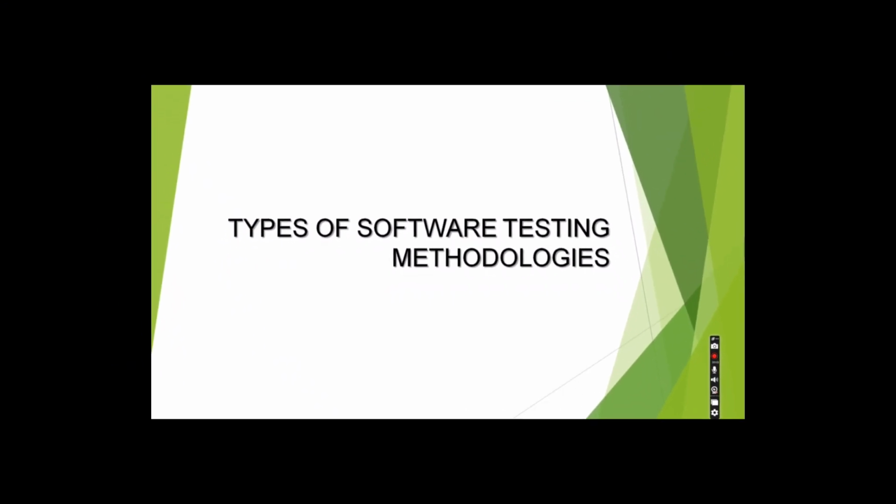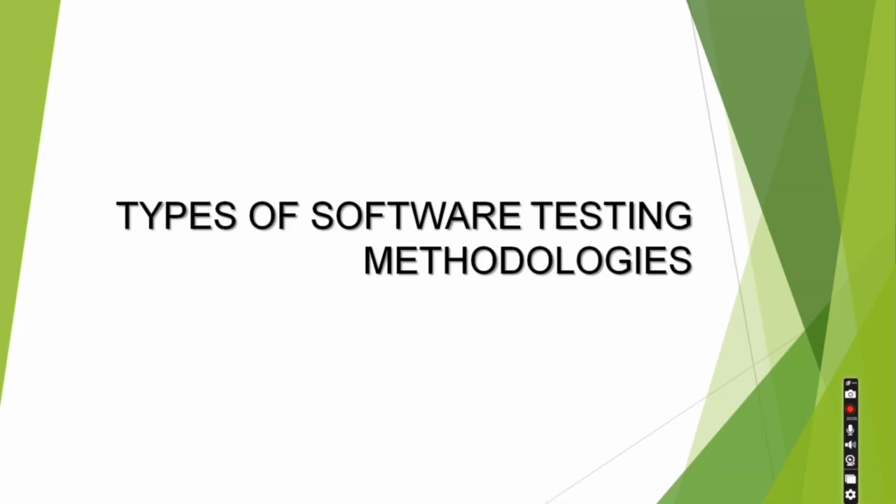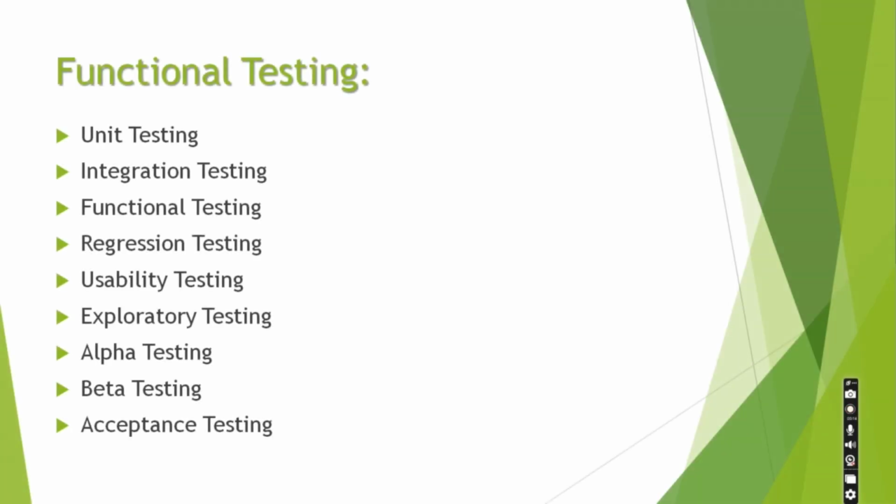Hi everyone. So today we'll talk about the different types of software testing or methodologies. There we divided into two different types, that is functional testing and non-functional testing. In functional testing we have unit testing, integration testing, functional testing, that is system testing, regression testing, usability testing, exploratory testing, alpha testing, beta testing, and acceptance testing.